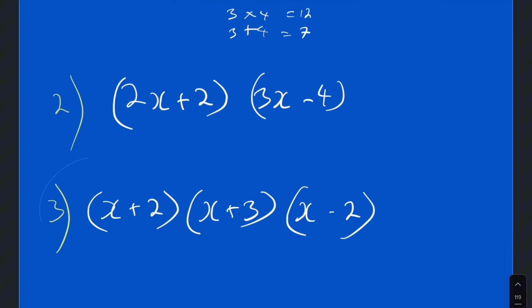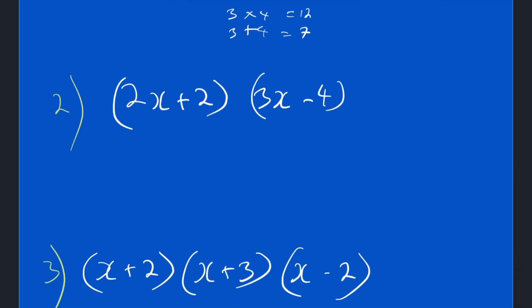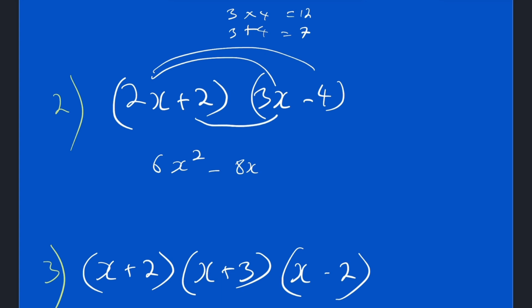The only difference is you have a number coefficient in front here. So let's times that out. And here, sorry, you're going to have 2x times 3x, which is going to be 2 times 3, which is 6 times x. So x times x is x squared. Good. 2x times minus 4, which is going to be minus 8x. 2 times 3x, which is going to be plus, because it's all plus, 6x.